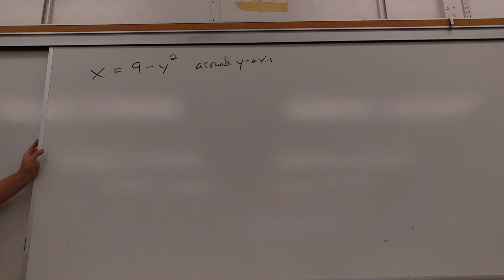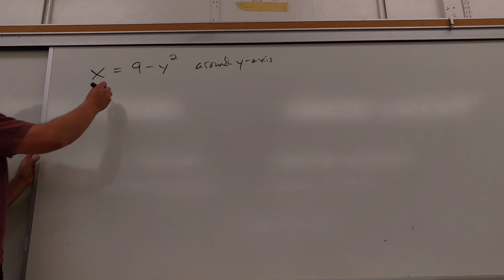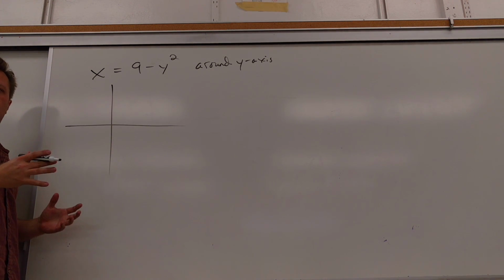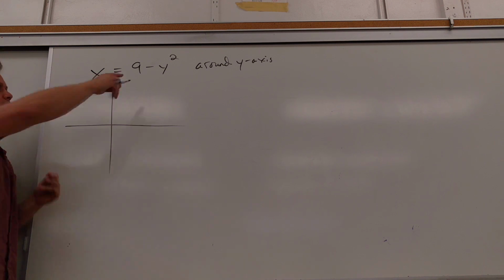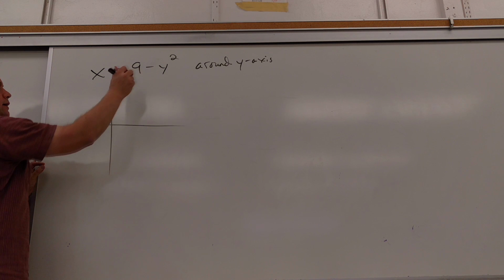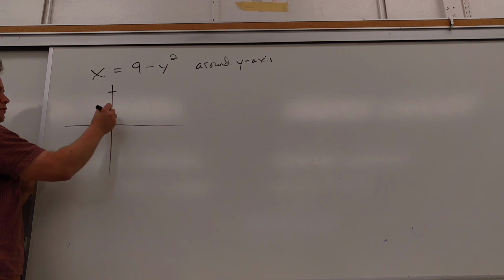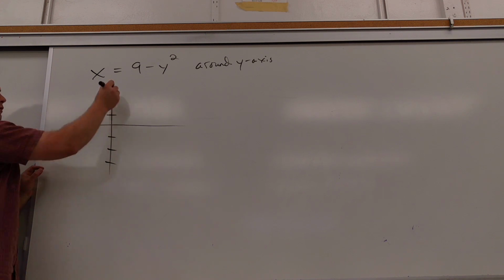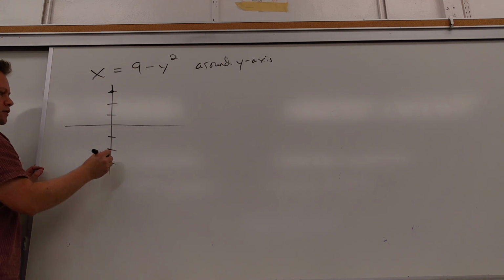So what kind of shape would this be? Well, how do I graph this? It's not upside down. It's sort of sideways, because the y is being squared now, right? So when y is 3, x is 0, and when y is negative 3, x is 0.